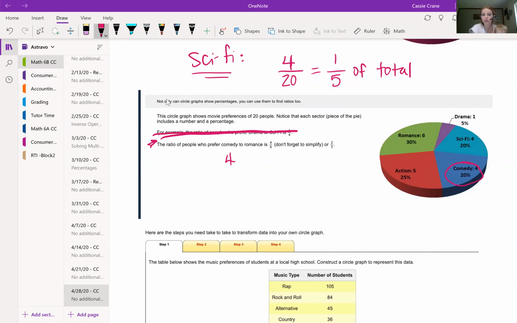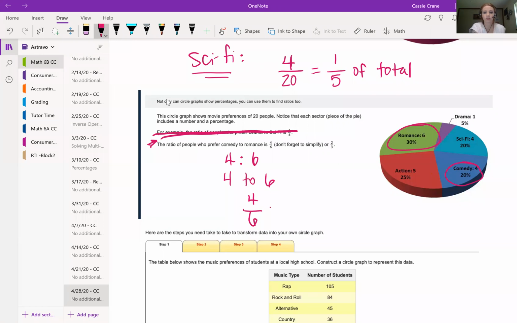And romance, over here, the green sector, was 6. So 4 to 6 is our ratio, and ratios can be written in different ways. We kind of talked about that last semester in our math class. So 4 to 6 with a colon, 4 to 6 with the word "to." These are all different ways to write ratios, or as a fraction, 4 over 6.